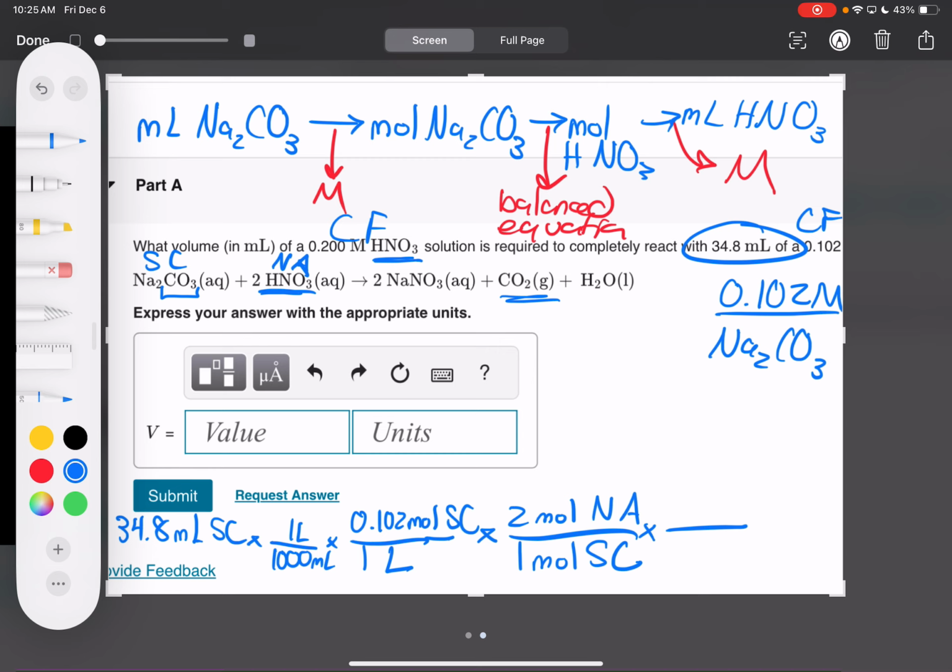Now, to get to the volume, I need to use the molarity of the nitric acid. So that's 0.2 moles nitric acid per liter. So I'm going to put the moles on bottom, 0.2 moles nitric acid per liter. And then I need to finish this off by putting it in milliliters.